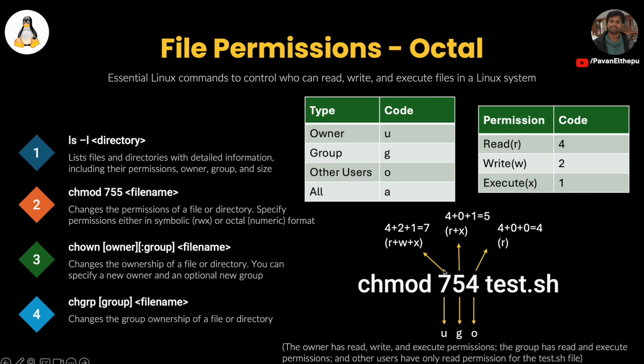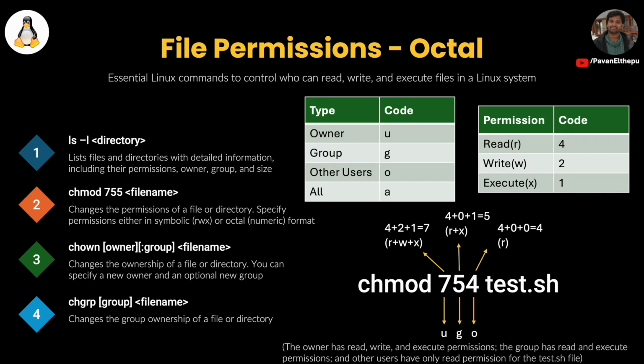Again, if we look at each digit, 7 means 4 plus 2 plus 1. 4 means read, 2 means write, 1 means execute. So 4 plus 2 plus 1 is equal to 7. That means 7 means he has all the access: read, write and execute. And if you look at the group access, which is 5, it means 4 plus 0 plus 1. That means he has read permission, he cannot write to the file, but he can execute the file. And if you see the other users' permissions, which is 4, that means 4 plus 0 plus 0. That means he can only read the file; he cannot write to it or execute it.